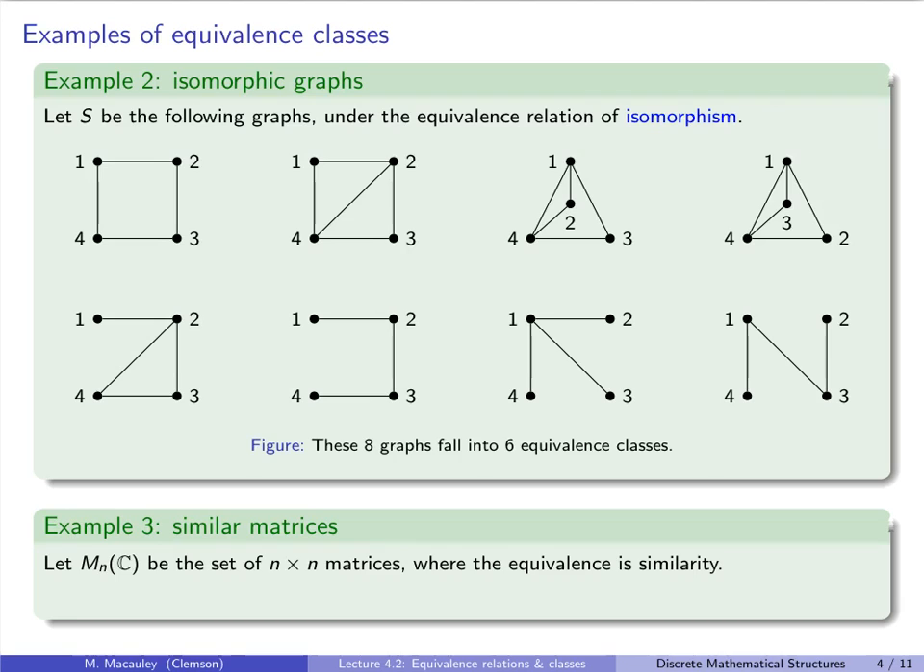Our next example is similar to what we did in the previous lecture. No pun intended. Let M_n(C) be the set of n by n matrices with coefficients from the complex numbers, and the equivalence is similarity. So that means, remember that A is equivalent to B if and only if we can write A as P B P inverse for some invertible matrix P. In this case, the equivalence classes are the similarity classes of matrices. So the equivalence class containing a matrix A is, by definition, all matrices that you can write as P A P inverse, where P is an invertible n by n matrix.